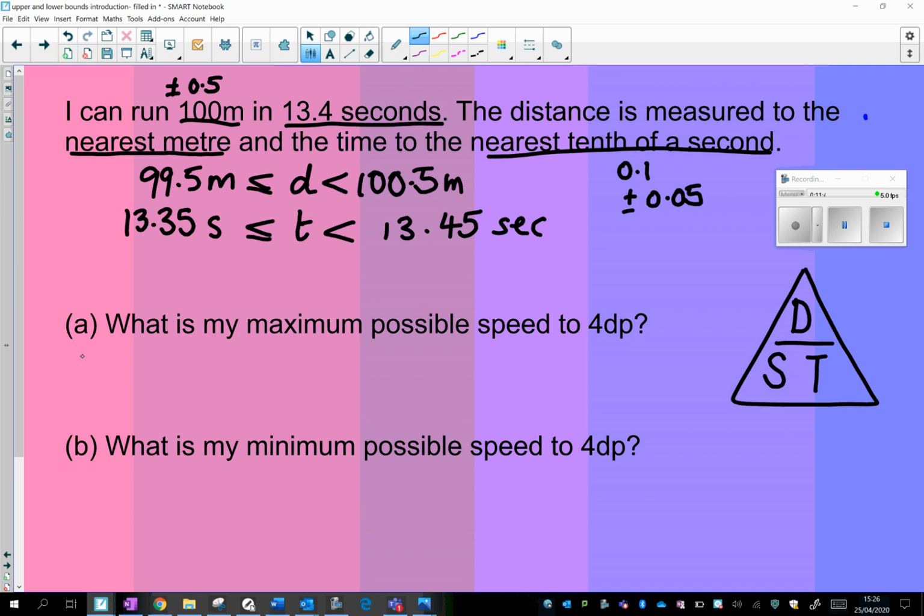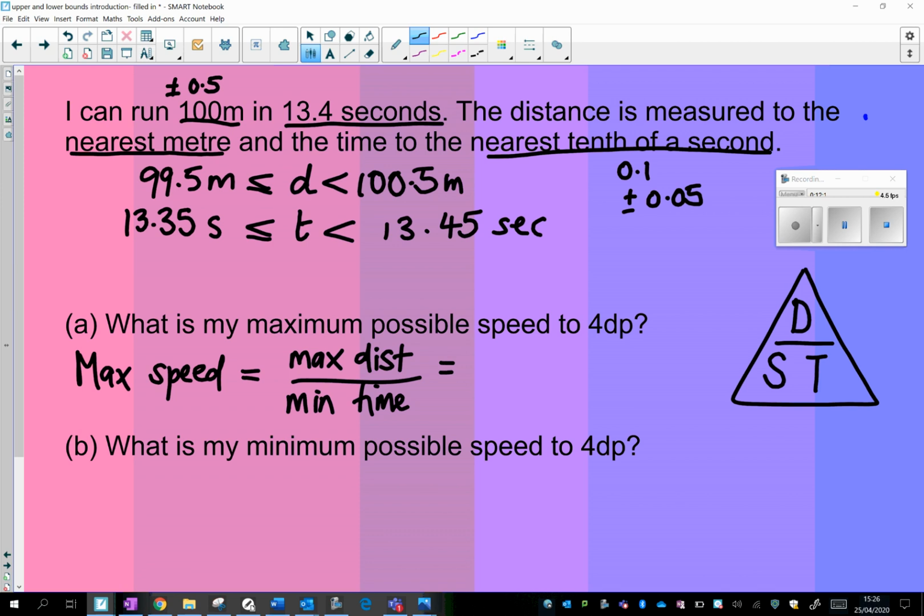Okay, so if we want to find the maximum possible speed, we're going to try and find the maximum possible distance divided by time. But remember that first slide from today. It's going to be the maximum distance divided by the smallest possible time to get the largest possible answer. So the maximum distance divided by the minimum time. If you were running a race and you wanted your speed to be written down as fast as possible, you'd be going as far as you possibly could in the smallest amount of time. So it makes sense, doesn't it?